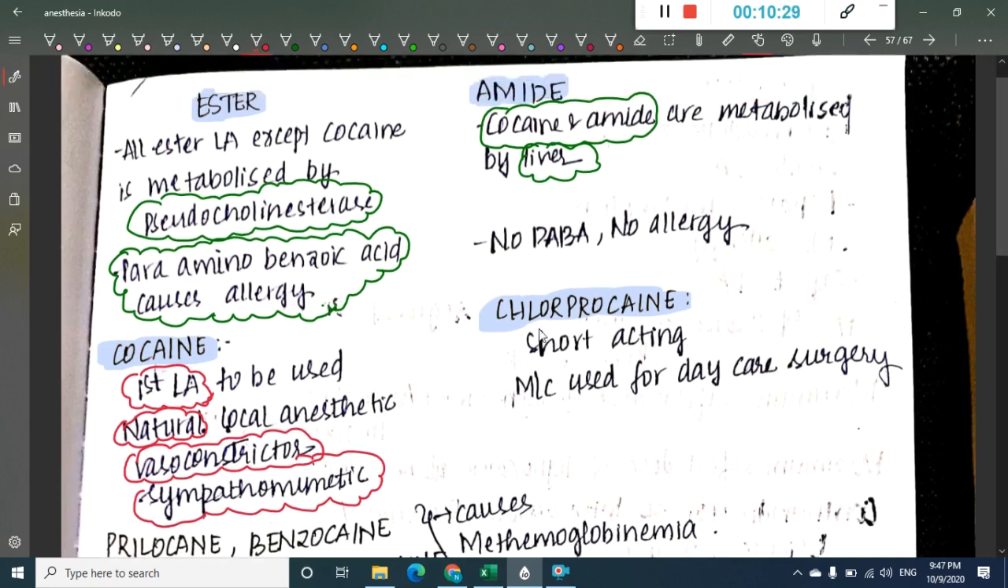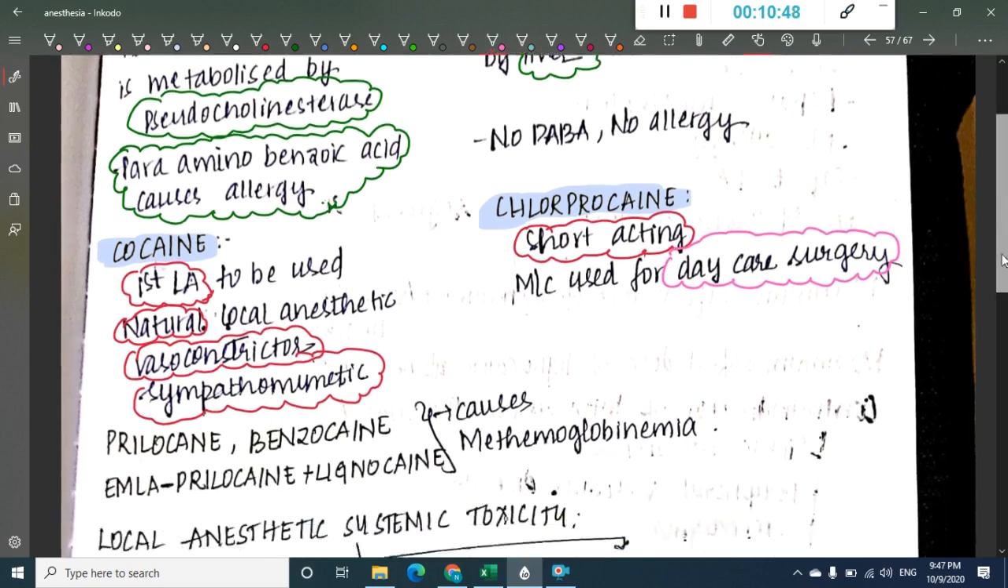Then chlorprocaine is a shorter acting drug. This chlorprocaine is mainly used in daycare surgery. It is the local anesthetic most commonly used for local anesthesia in daycare surgery because it is short acting.